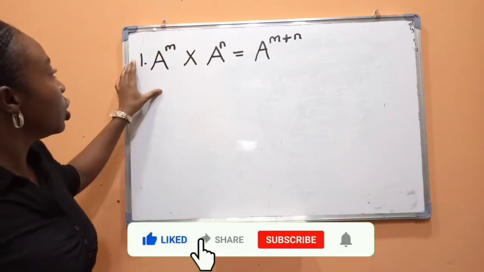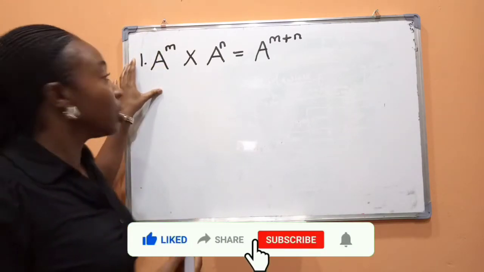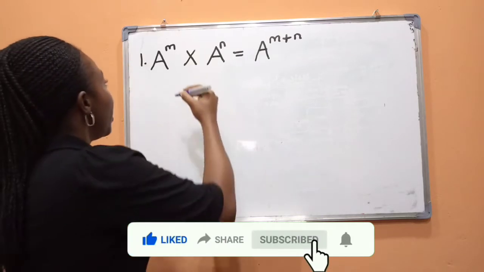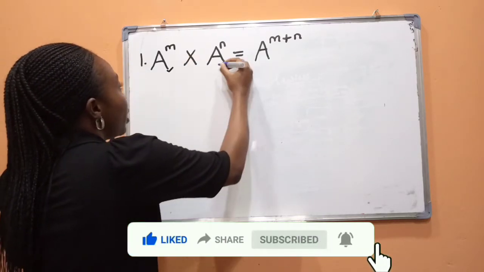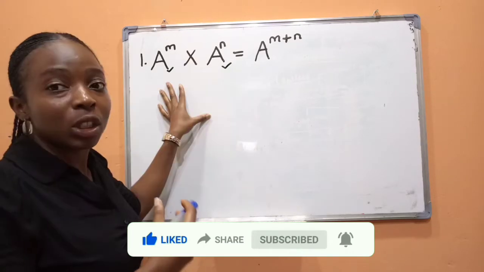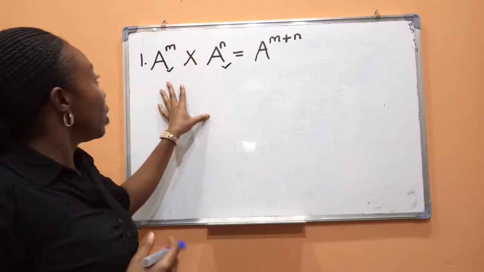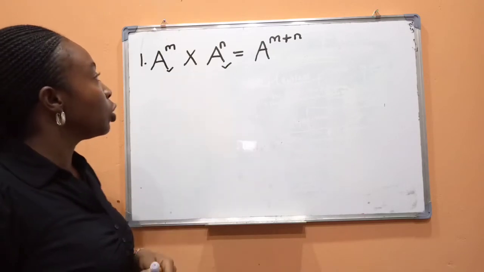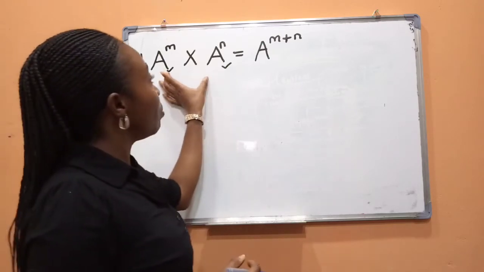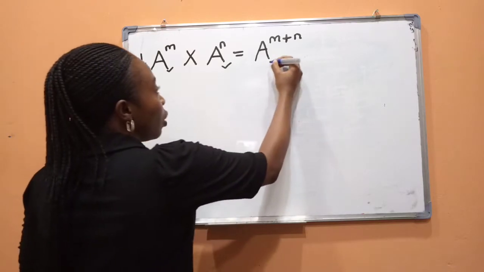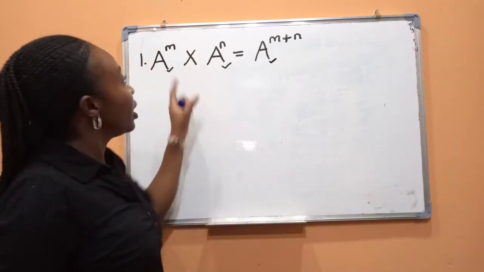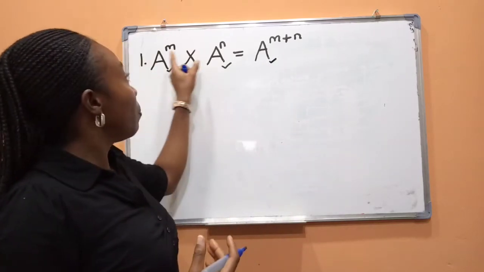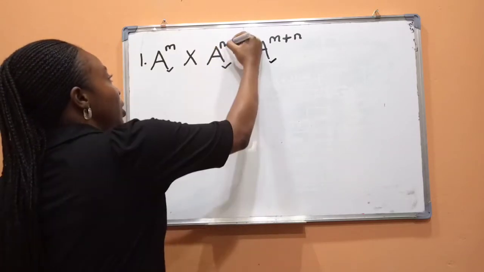Now, if you take a look at this question, you're going to notice something. We have the same base here. We have an A here and we have an A here. So what this law is trying to say is this. Whenever you're multiplying indices of the same base, since they occur in the same base, you simply pick one, as we've done here, and then you sum up the index.